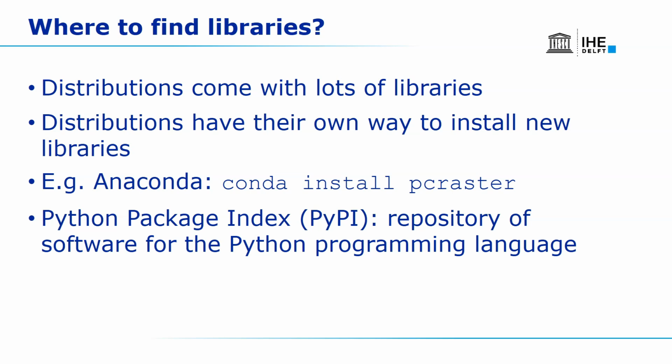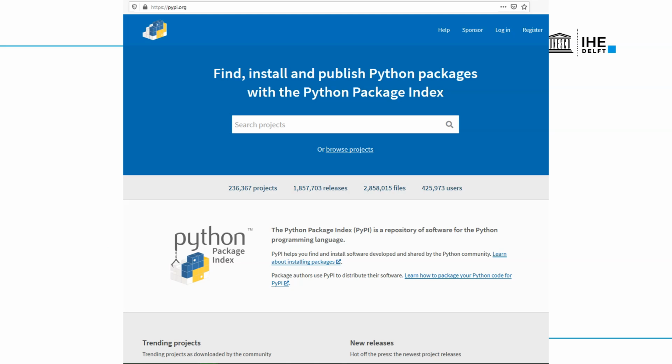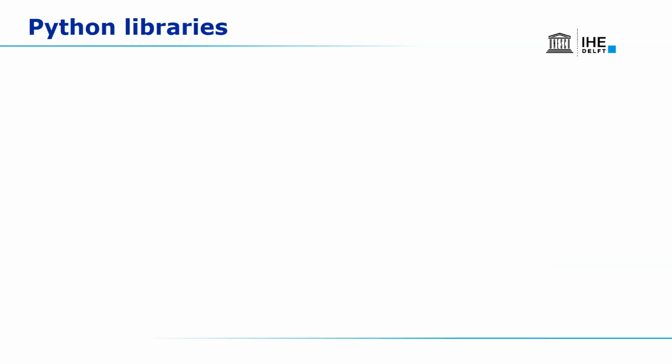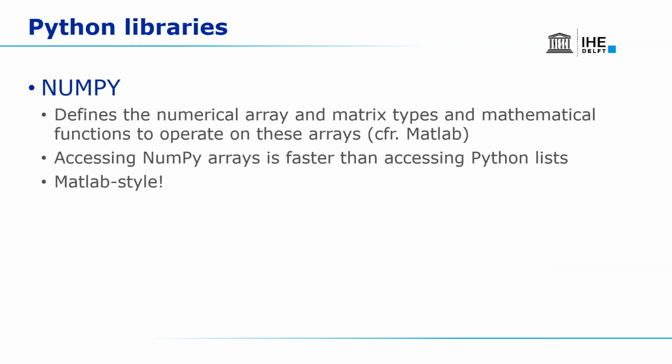There's also the Python Package Index, PyPI, which is the repository of software for the Python programming language, including all the libraries. And on the page of PyPI, you can see how many of these packages there are, or libraries, and there are more than 200,000. So some very useful libraries.